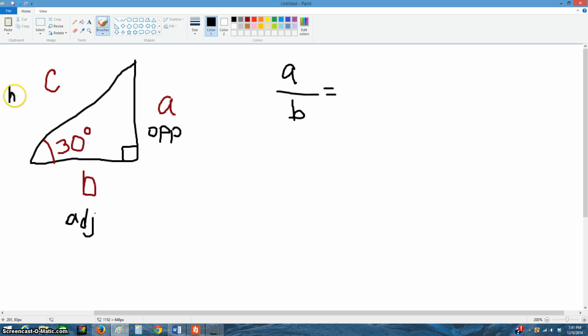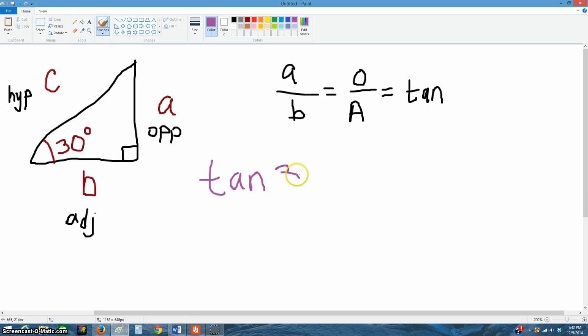And just for practice purposes, directly across from the 90-degree angle is the side that we will call our hypotenuse. Okay, so first of all, the ratio is saying A over B, so basically that is opposite over adjacent. And what trig ratio is opposite over adjacent? Right, that is tangent. Okay, so now it's also asking to go ahead and find that value. So basically, we need to find tangent of 30 degrees.